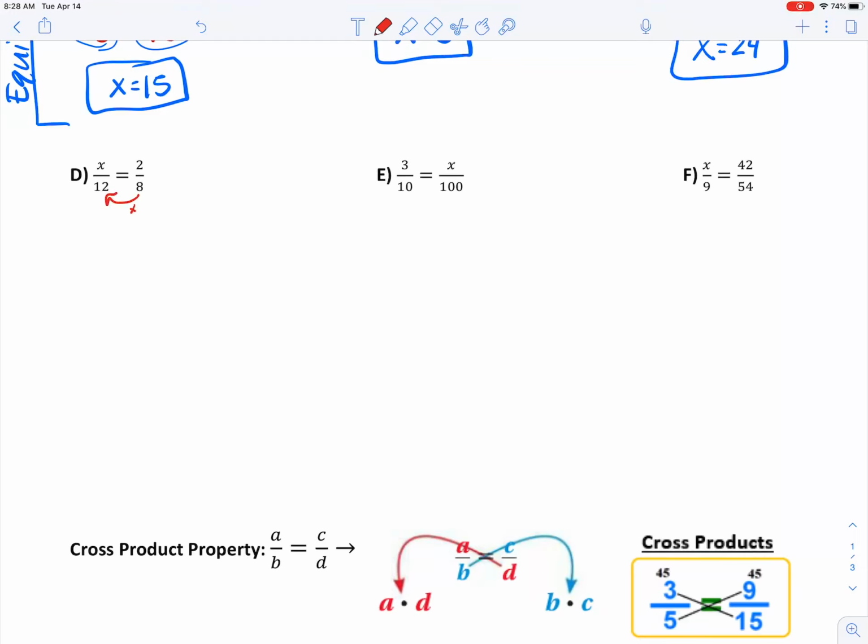So taking a look at letter D, I don't know 8 times what is 12. I'm not quite sure. And you could multiply by a fraction or decimal to get 8 times something is 12, but it's not as user friendly. So what I'm going to show you with the next set, with D, E, and F, is we are going to use algebra to solve.